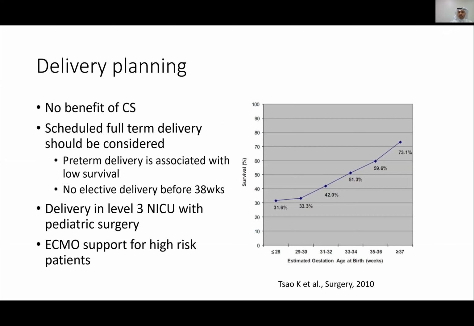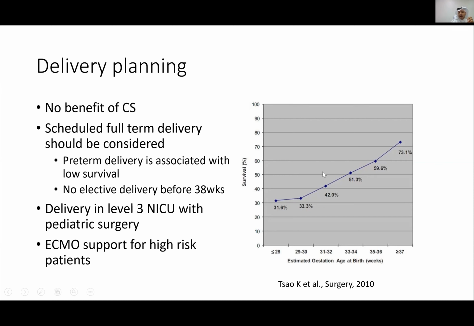So what about delivery planning? In a nutshell, looking at all the available evidence, there's no benefit of C-section in CDH. You leave C-section for other indications, but not for CDH. The best is scheduled term delivery. Now, premature delivery is bad, okay? And no elective delivery before 38 weeks.